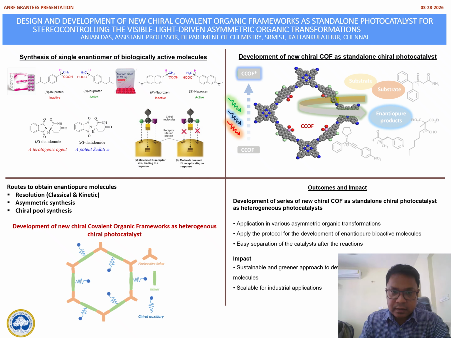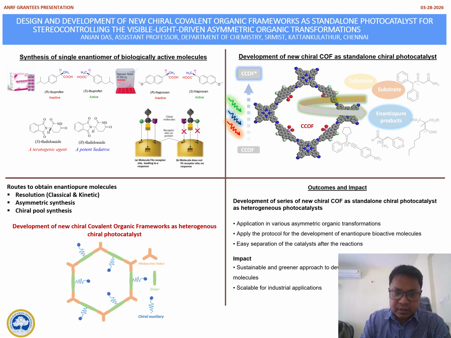Typically, a photocatalyst absorbs the visible light and rises to the excited state, generating reactive intermediates such as radicals by electron transfer. At the same time, the chiral catalyst, often a chiral organocatalyst or a metal complex, controls the stereochemistry of the reaction. So this dual catalytic system enables the formation of enantiopure products under mild reaction conditions.